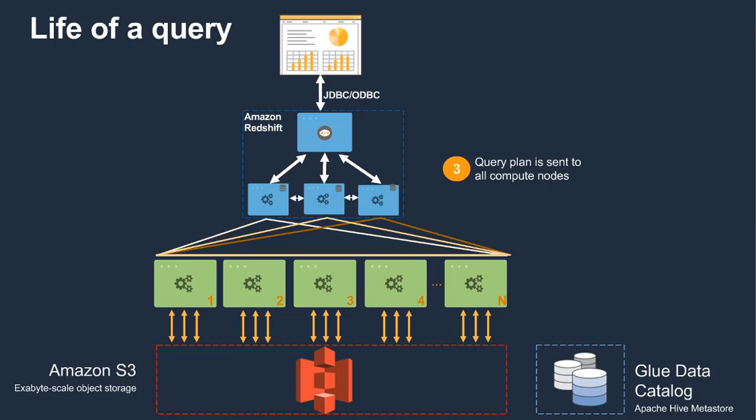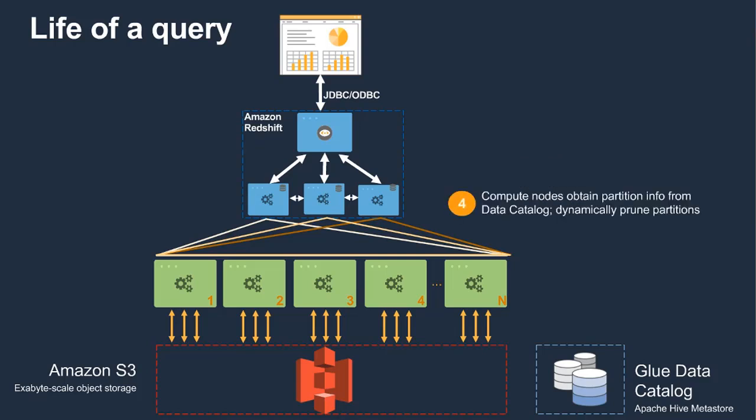The query plan gets sent to all the compute nodes, and from there, the compute nodes actually talk to the data catalog. This is done dynamically, and things like dynamic partition pruning happen at this level. So if your data is partitioned within the Glue data catalog by year or by date, and you're specifying a date filter, it will automatically make it so that only those dates within that query will be scanned or queried against.